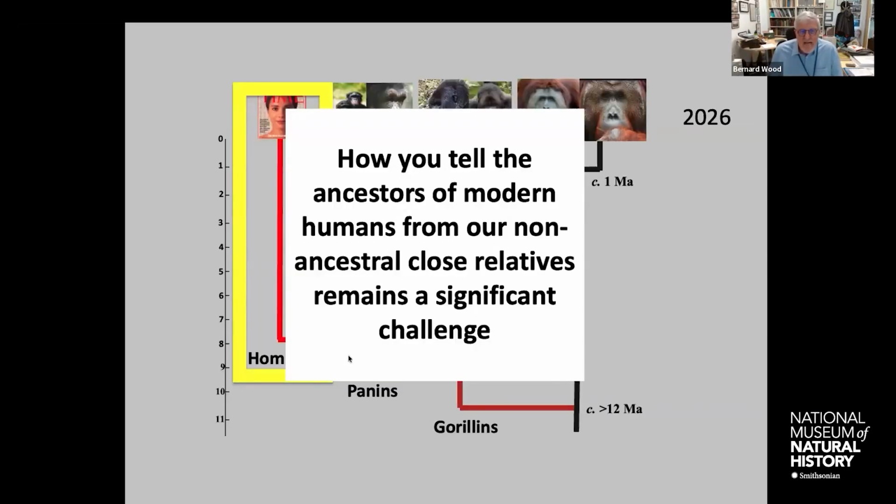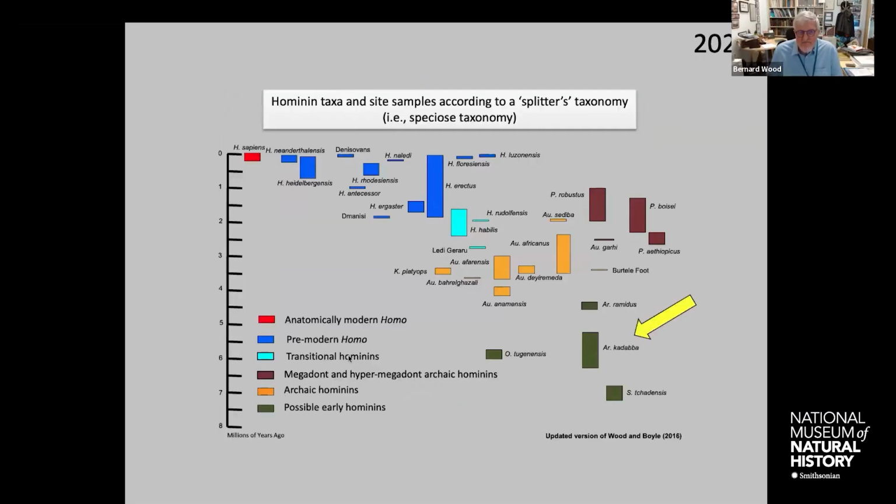Next slide. The chart with the photos across the top returns, with the text. How you tell the ancestors of modern humans from our non-ancestral close relatives remains a significant challenge.